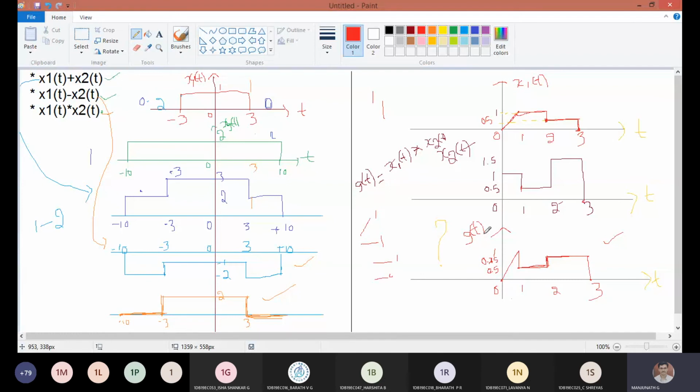So let's try to do one last problem in multiplication. Then we'll move on to the last part of this first module, that is classification of energy signal. So let me go with a new question. Before that, any doubts, anyone? Is it okay? Yes, sir. Let me take a new sheet.